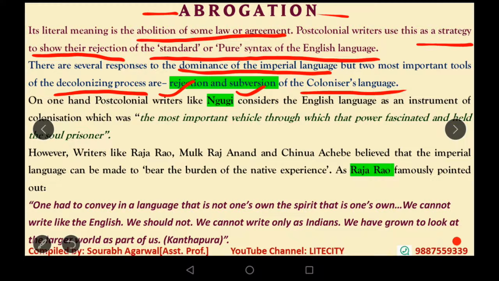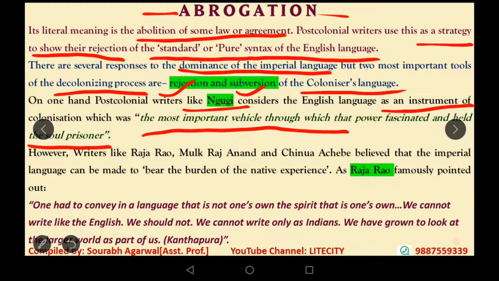On one hand, we have post-colonial writers like Ngugi who considers English language as an instrument of colonization, the most important vehicle through which that power fascinated and held the soul prisoner. In fact, they call it like a bomb which exploded, which completely destroyed the native language, the native tradition, and that is why Ngugi, after initial works, chose to write in his native language. There are many other writers like him who are in favor of completely shunning, completely rejecting the English language.